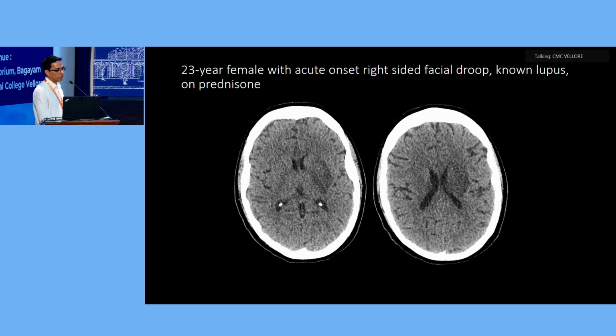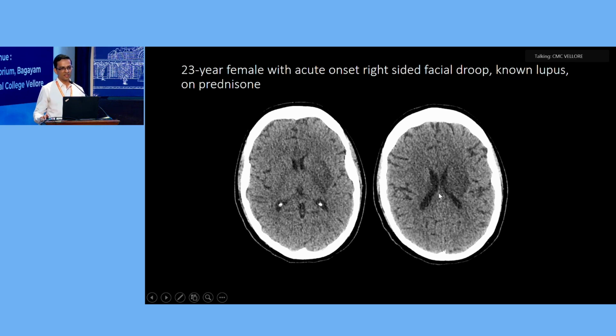Another patient, 23-year-old female with acute onset right-sided facial droop, known lupus on prednisolone. Anything? So there's some kind of a hypodensity, isn't it, in the left basal ganglia, extending into the corona radiata.